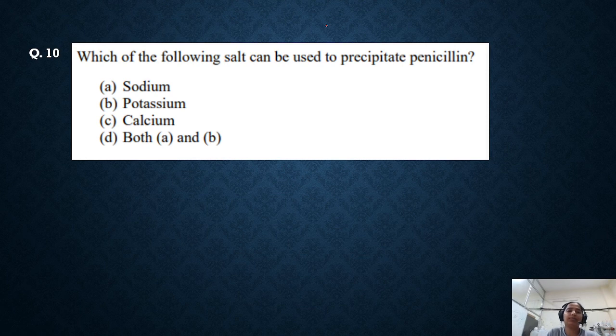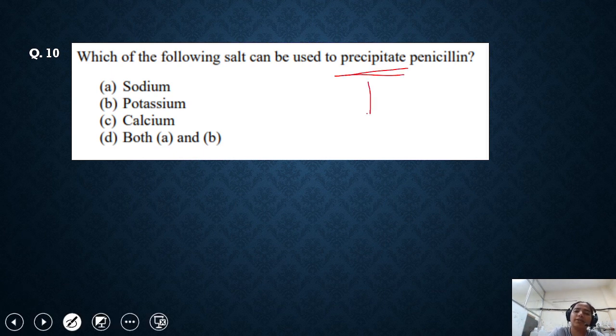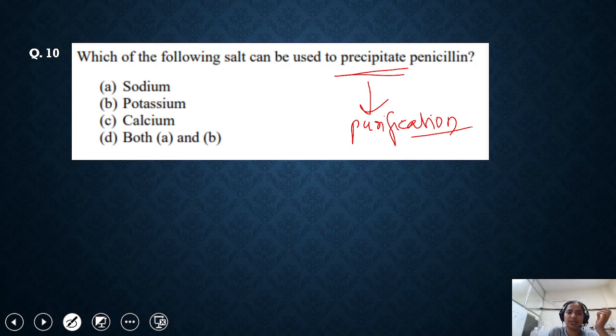This is the next question: which of the following salts can be used to precipitate penicillin? This is only to learn which salt is finally used to precipitate, and after this precipitate step comes final purification. Options are sodium, potassium, calcium, or both sodium and potassium. For this precipitation, potassium is used. So the answer to this question is B.